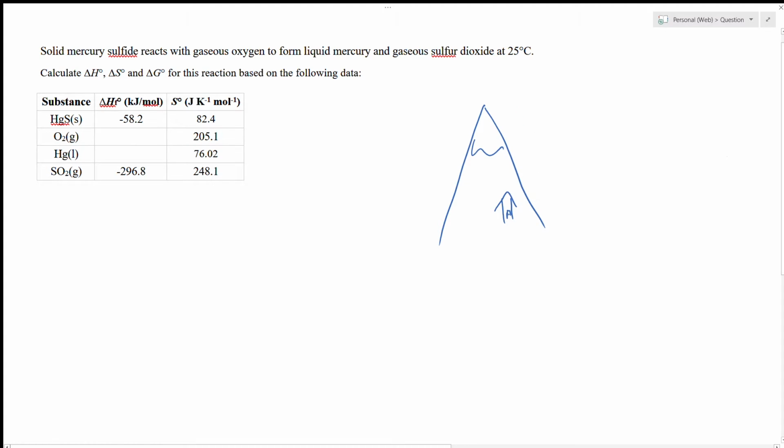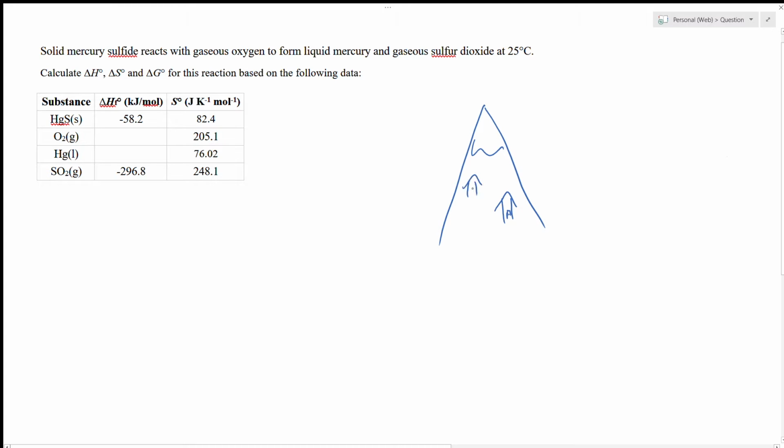Now that kind of sounds intuitive, but that's what a state function means, and what it means for the enthalpy of a reaction, the entropy of a reaction, and the Gibbs free energy of a reaction. The other thing that we need to understand is Hess's law of heat formation.